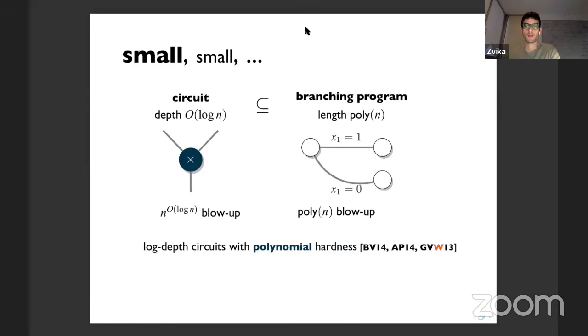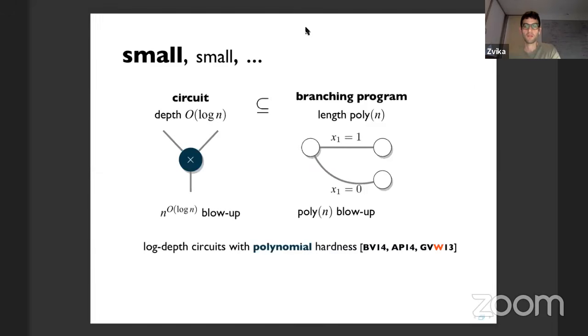So perhaps can you say something about whether you can always convert a computation into a branching program? Are there cases where you cannot do this? Right. So in general, if you have a circuit, you can convert it to a branching program with a blow up that's exponential in depth. So if your circuit has depth that's super logarithmic, your branching program is going to have super polynomial size. So in that sense, you can only convert logarithmic depth circuits.